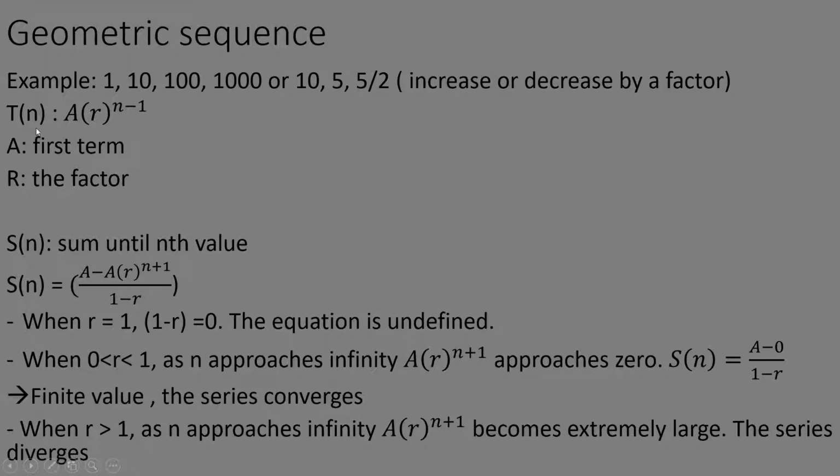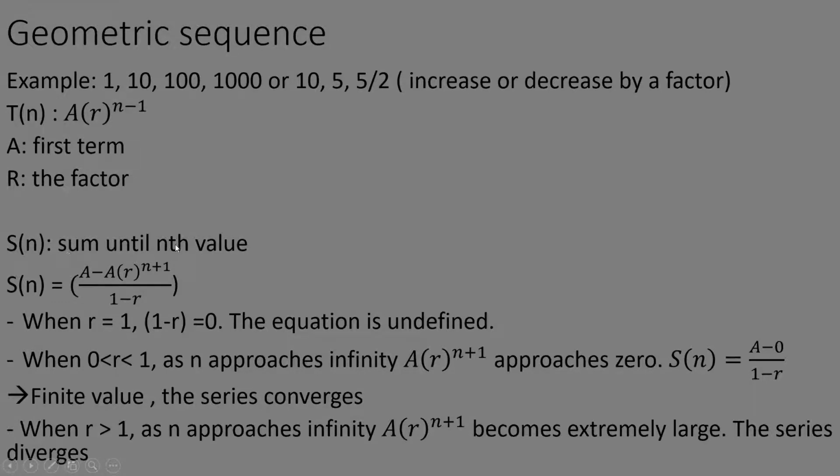It's represented in this form, where the nth term is equal to a multiplied by r raised to the power n minus 1. So a again refers to the first term. In this case, it could be 1 or 10. r refers to the factor. So in the case of this progression over here, r is equal to 10. And in the case of this progression over here, r is equal to a half because it's decreasing, or divided by 2.